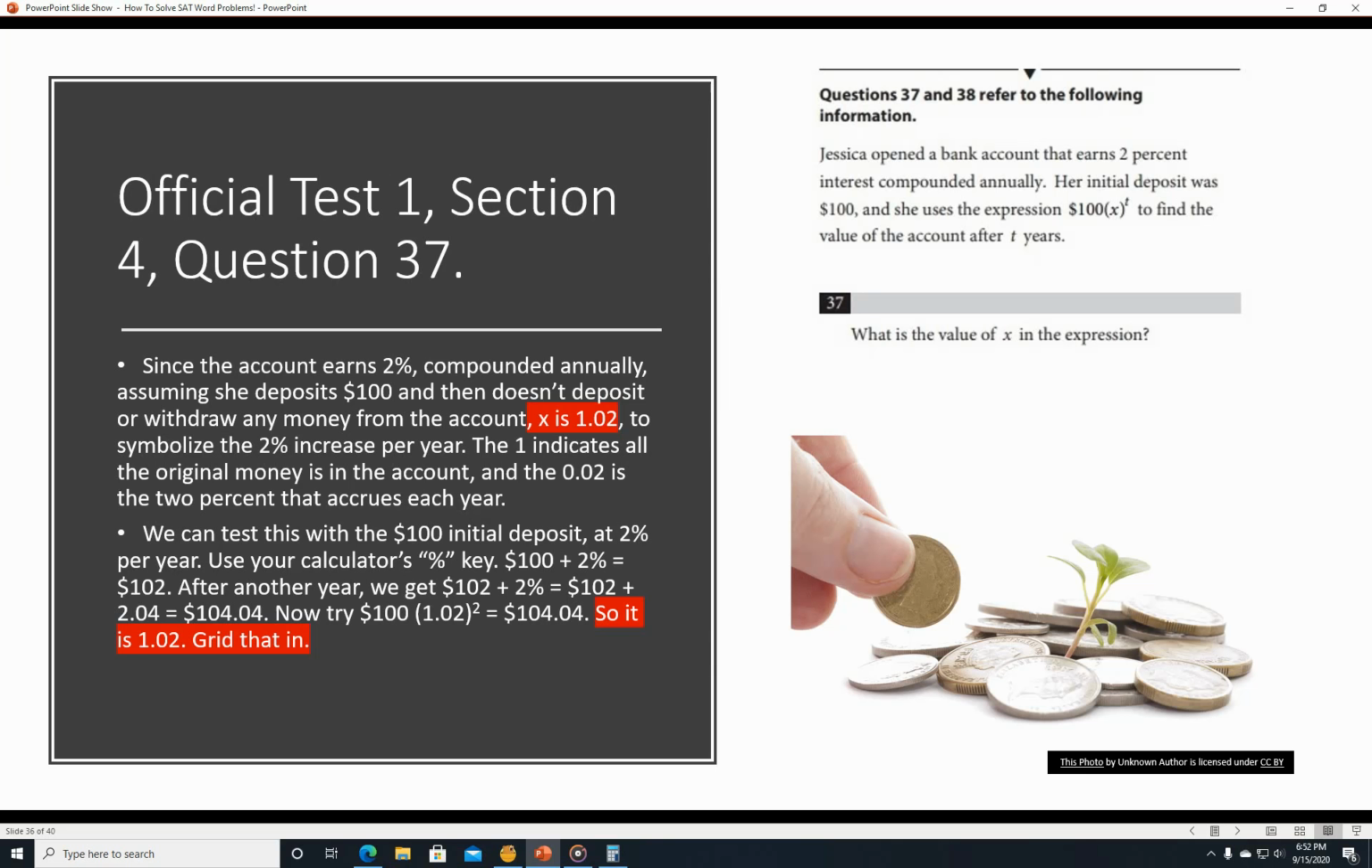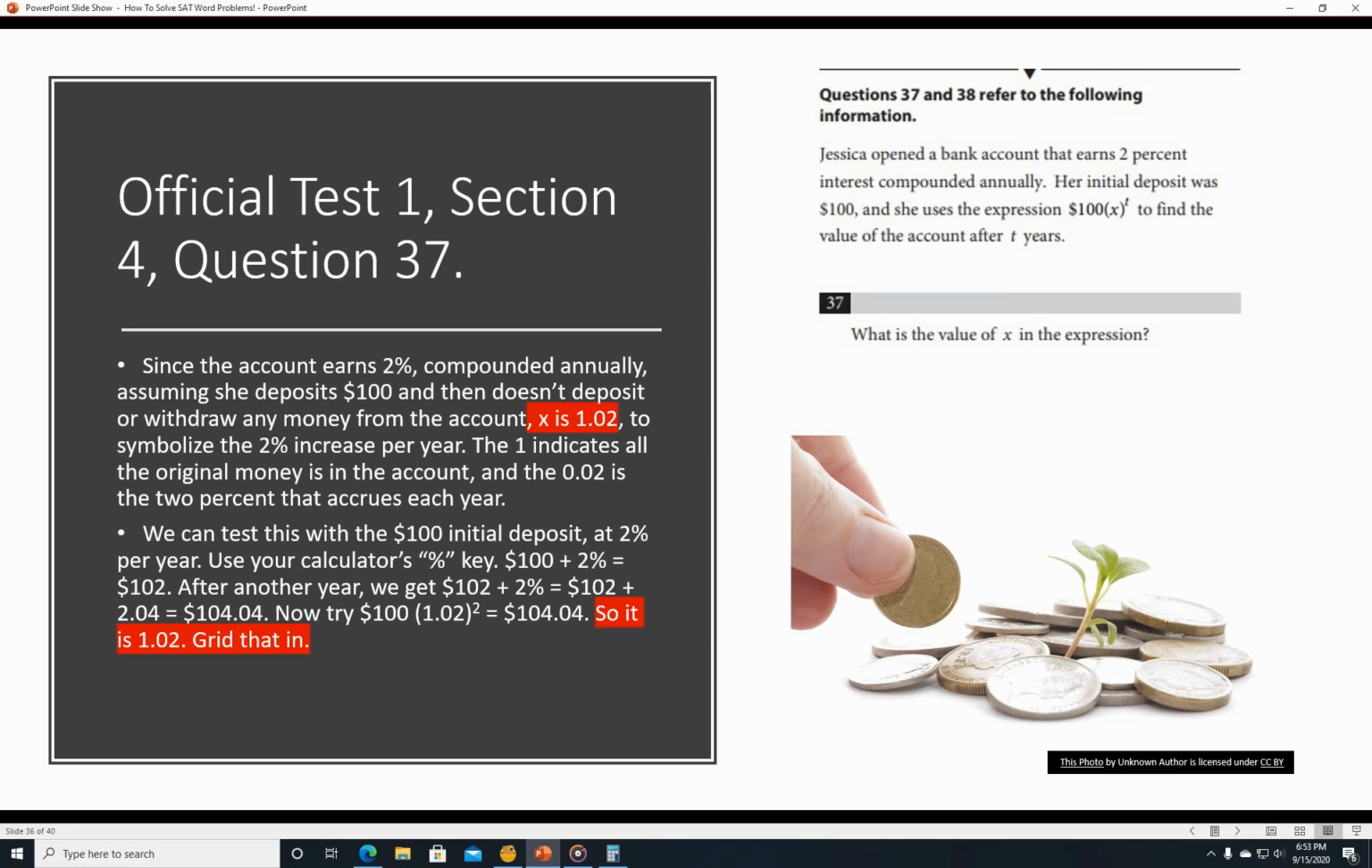Anyway, but I digress. The 1 indicates that all the money is in the account because anything times itself is 1, and the 0.02 is the extra 2% that accrues every year. So that's where the 1.02 comes from.